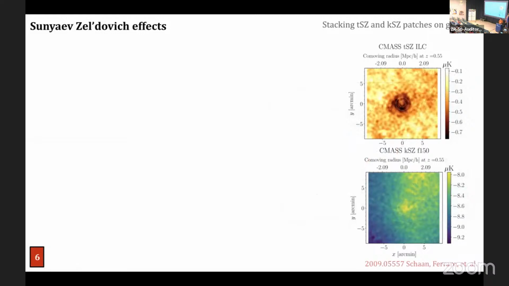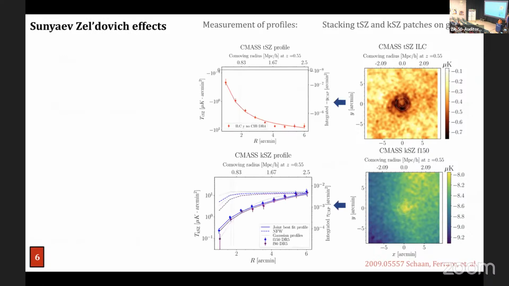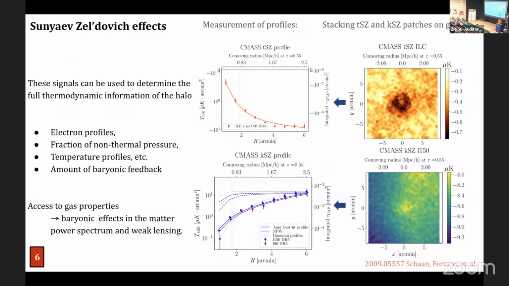Now, traditionally, up until now, CMB cross-correlations with large-scale structure were particularly useful for stacking tSZ and kSZ patches on locations of galaxies in order to learn more about astrophysics. So this involves stacking CMB patches, which could also benefit from knowledge of redshift information, in order to measure, for example, the electron profiles or the pressure profiles, which gives us hints, for instance, about the baryonic effects in the matter power spectrum and weak lensing, which the hydrodynamical simulations have predictions for.